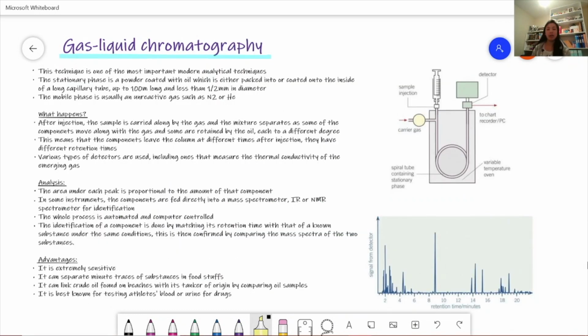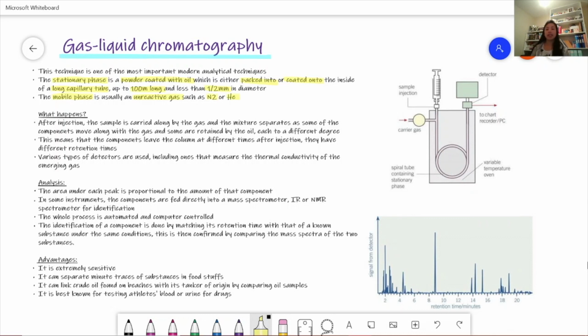Now we're going to look at the last chromatography technique that you need to know: gas-liquid chromatography, or gas chromatography. This technique is one of the most important modern analytical techniques. The stationary phase is a powder coated with oil, which is either packed or coated onto the inside of a long capillary tube. This tube can be up to 100 meters long and less than half a millimeter in diameter. The mobile phase is usually an unreactive gas, such as nitrogen or helium.